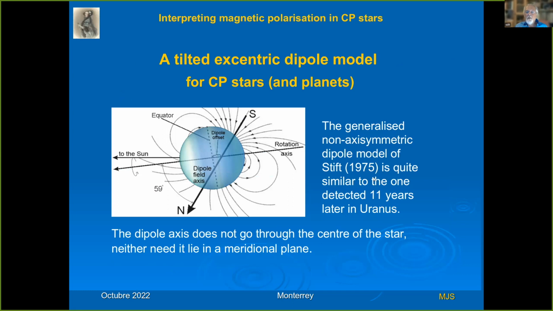11 years after I had proposed it, it was really detected and modeled in Uranus. So it means you have a dipole offset from the center of the star, and the dipole axis need not go through the center of the star. So this already makes it non-axisymmetric, but it also does not need to lie in the meridional plane. So it can be completely tilted and offset, and this gives you the possibility to explain these phase shifts.